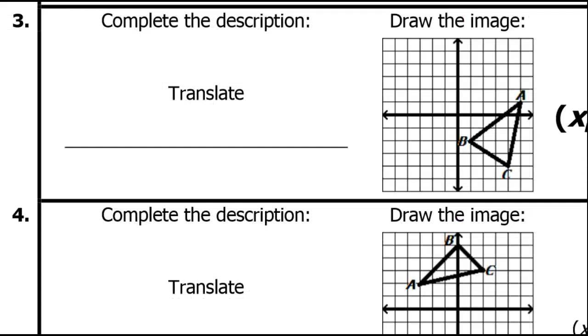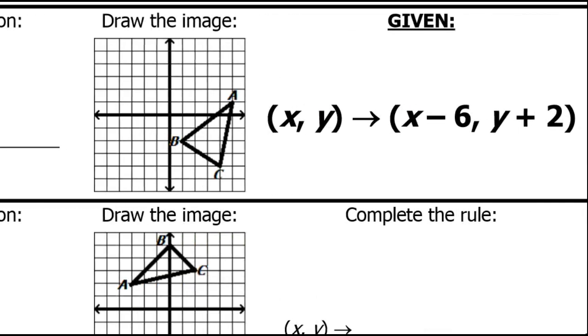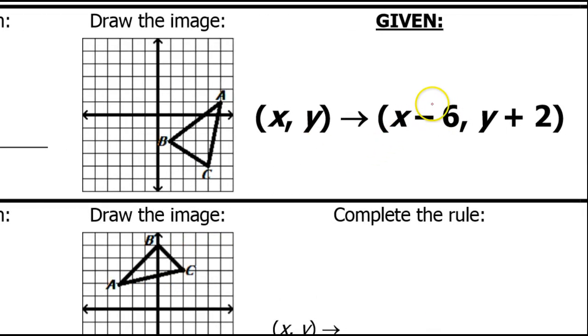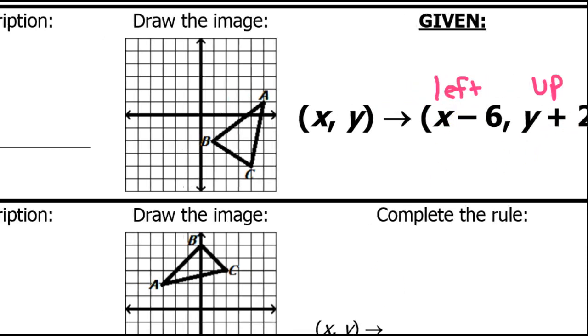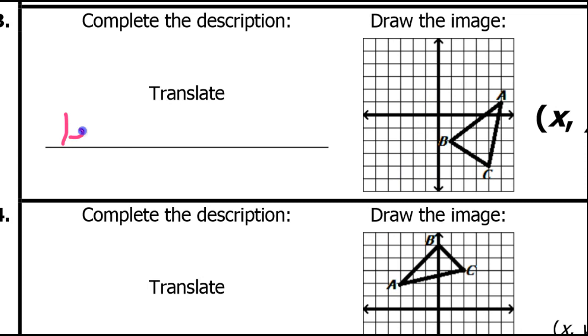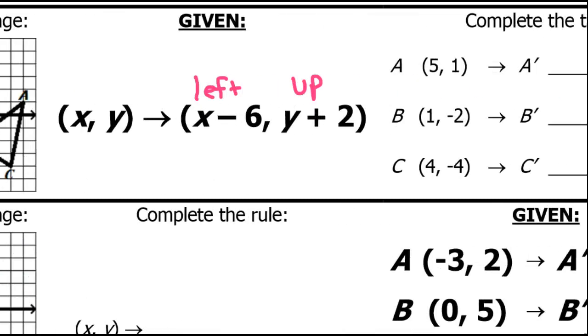For problem number 3, they are asking me for the description. They're asking me to draw the graph. They are giving us the rule. So this minus 6 really means that we are going to the left 6, and adding to the y value means that we are going up. So this is going to be left 6 and up 2. So that's the description.